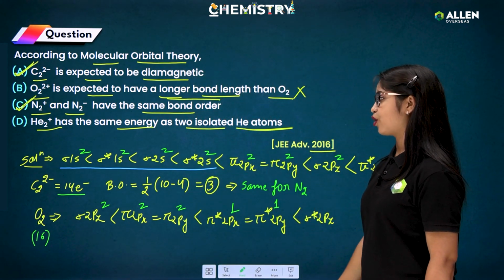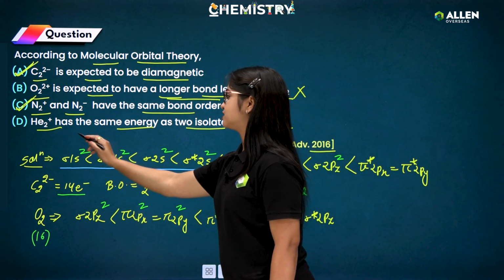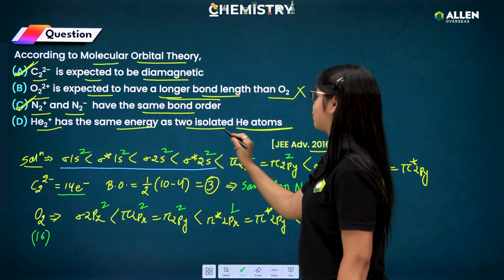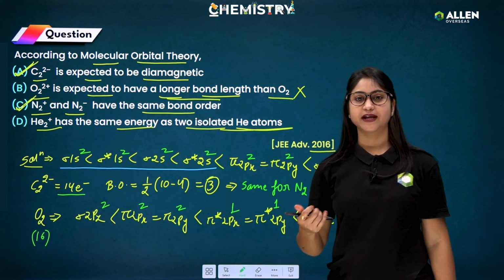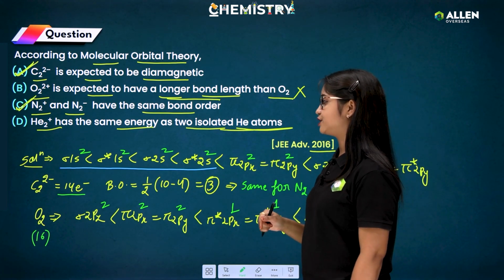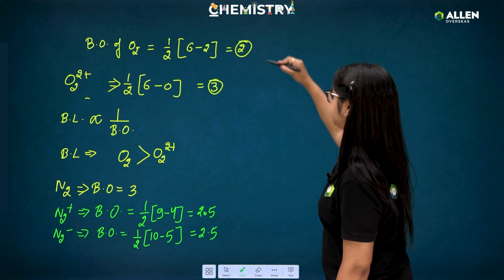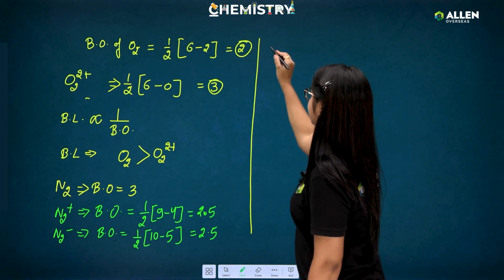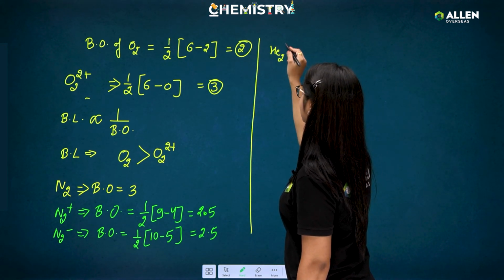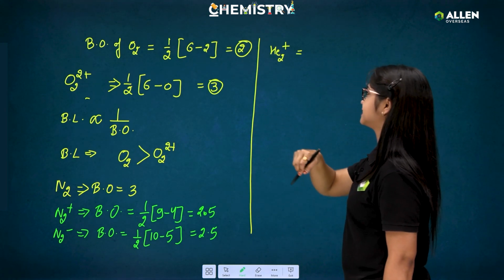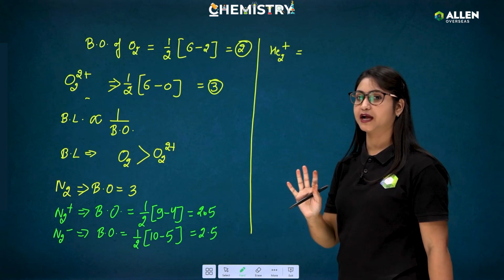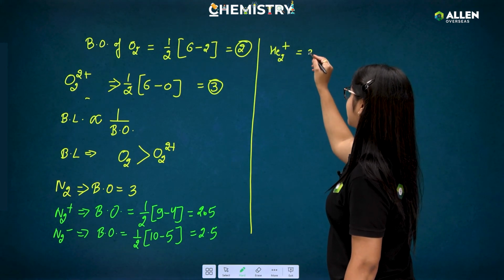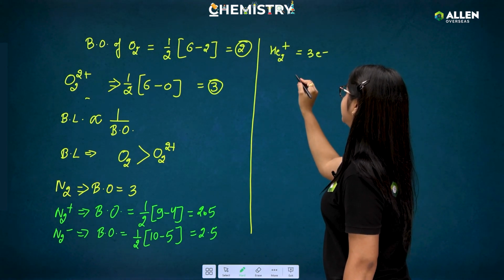Now the last option D: He2 positive has the same energy as 2 isolated helium atoms. For this also we have to find out the bond order of He2 positive. So let's see. How many electrons does it have? Helium has 2 electrons, so He2 would have 4 electrons, but positive means 3 electrons. So we have to fill 3 electrons.